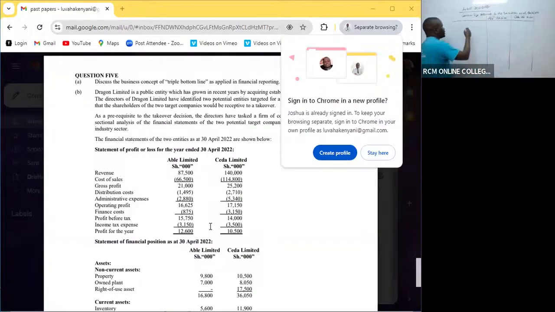So remember, when you're coming up with a common size statement analysis with regard to the income statement, we take the sales or the revenue to be the base. So our sales here will represent 100%. So we have revenue, and our revenue in this case will be 100%.